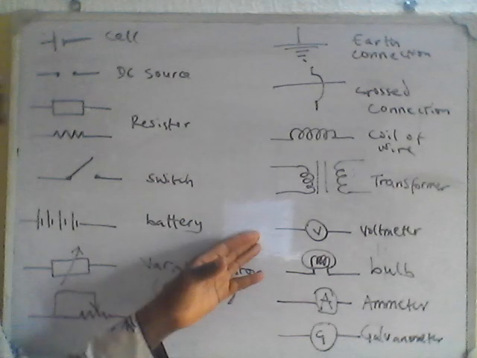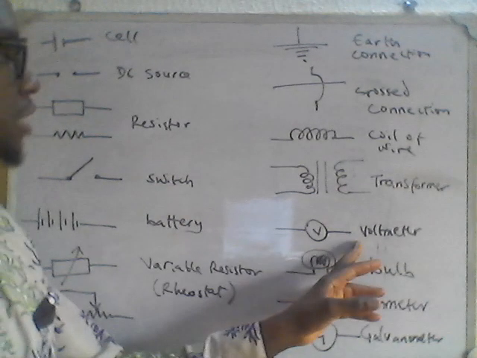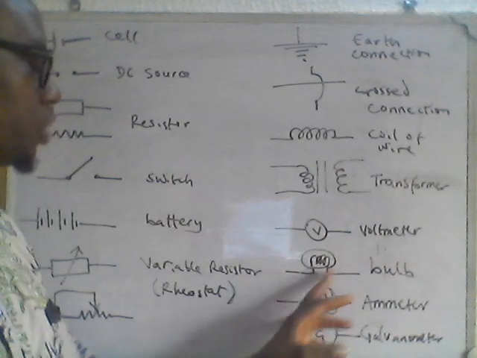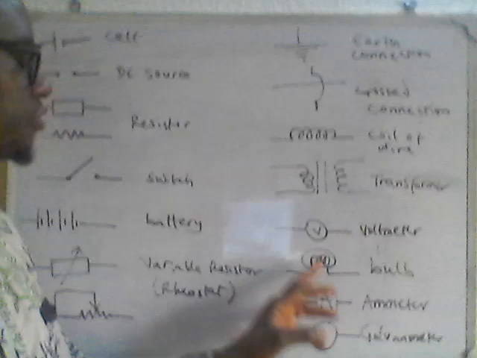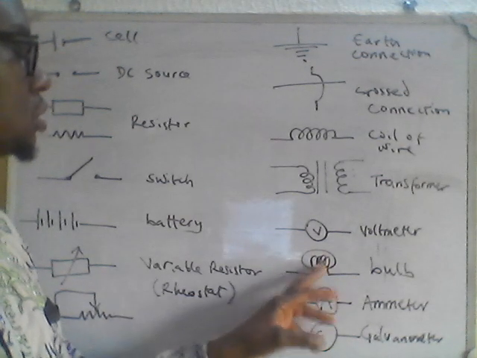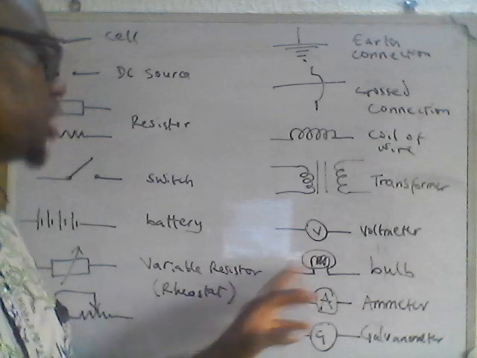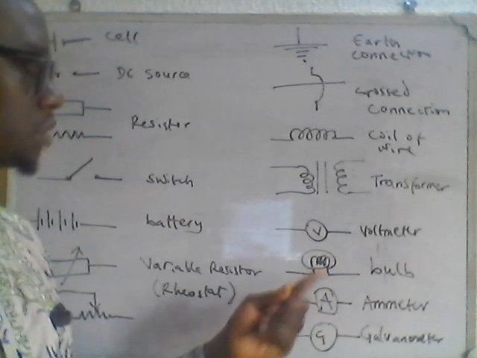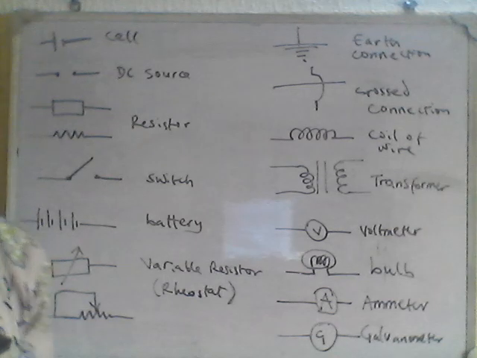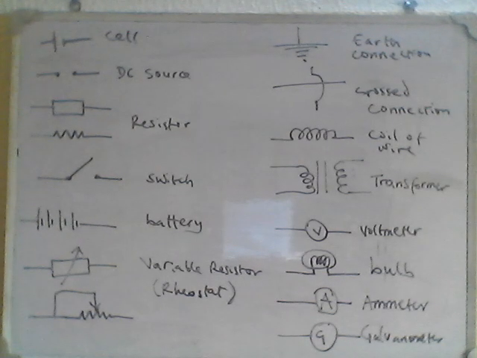Then this is the voltmeter. The symbol for voltmeter is for measuring volts. This is the bulb, one of the components where you have the output, the effect of the voltage and current coming in and the light showing. So electrical energy is converted to light energy in this component. You have the ammeter and the galvanometer. Okay, so we're moving on to how we can connect resistors in parallel or in series.